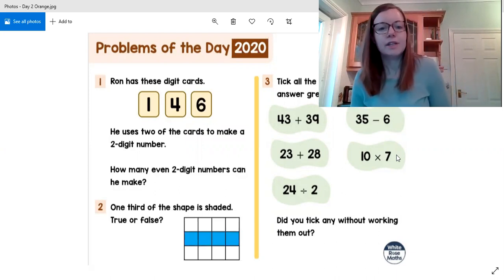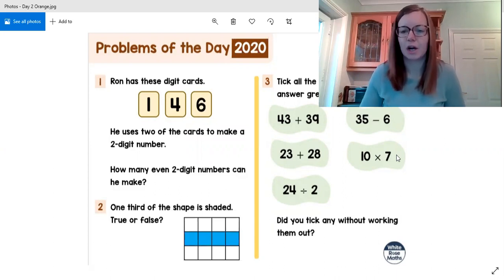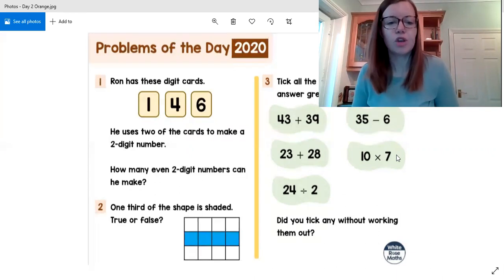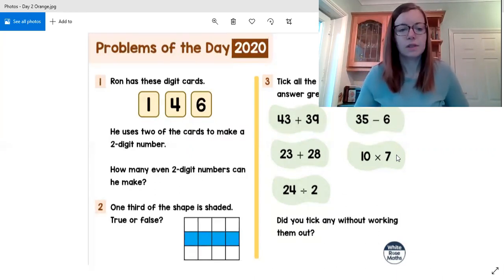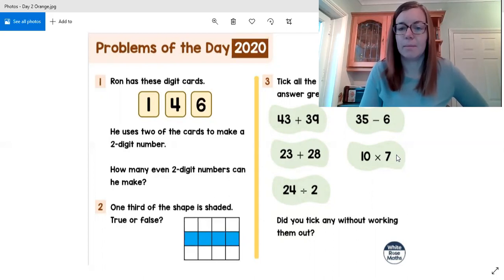Okay, so day 1, we have got Ron, who has these digit cards. Remembering a digit just means a number. So 1, 4, and 6. He uses 2 of the cards to make a 2-digit number. How many even 2-digit numbers can he make?